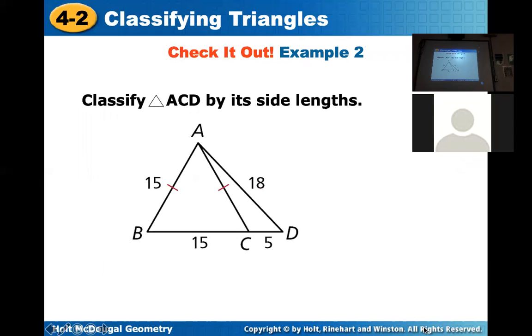You do, check it out, number 2, on the middle of page 225. Classify ACD by its side lengths.